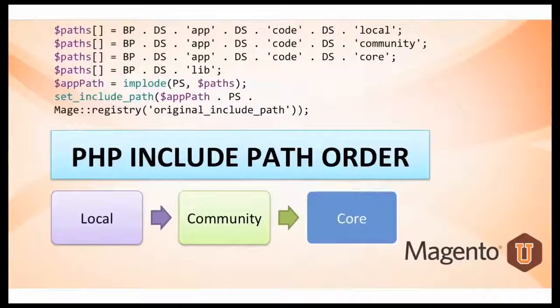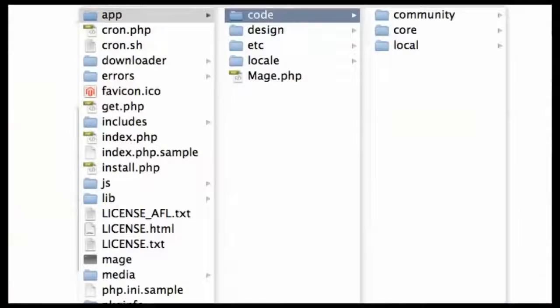The PHP autoload function starts in the local folder. If PHP can't find the requested file in the local folder, PHP looks in the community folder, and finally, it looks in the core folder. If the file is not in the core, PHP looks in the lib folder. Thus, if there are 3 PHP files with identical names and paths in the 3 code pools, the file in the local code pool takes precedence. By the way, you can also use this prioritization scheme to override core functionality.